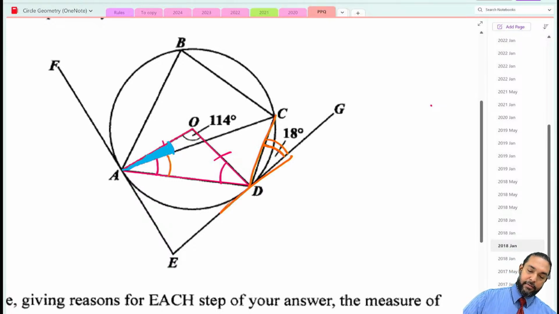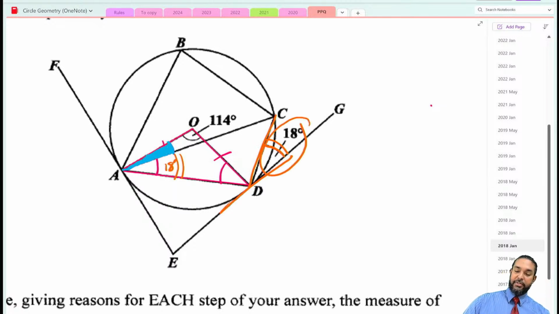this angle here, those two angles are 18 degrees, because of the angle between tangent and chord. This is a tangent here and this is a chord here. That angle is equal to the angle in the alternate segment, which is this angle across here with the double orange strokes.